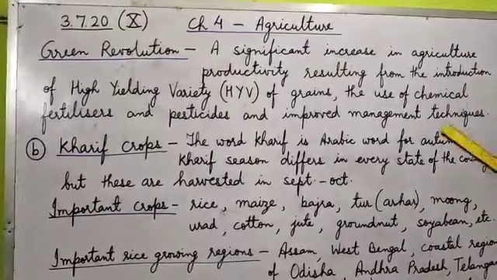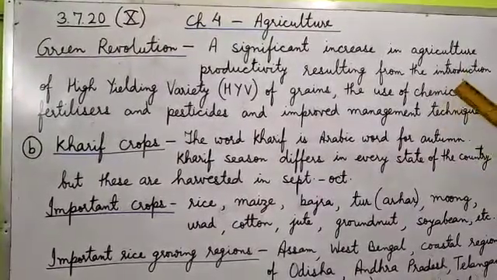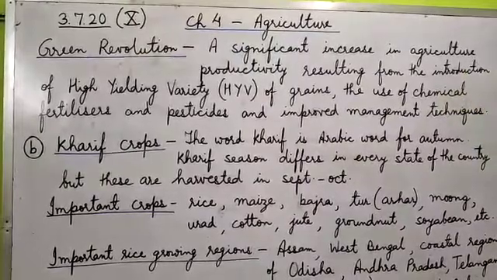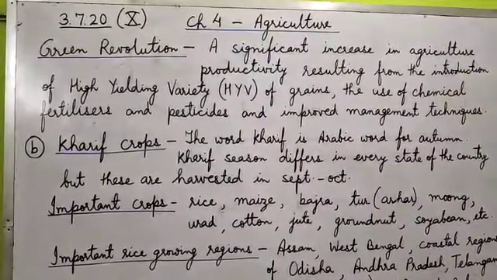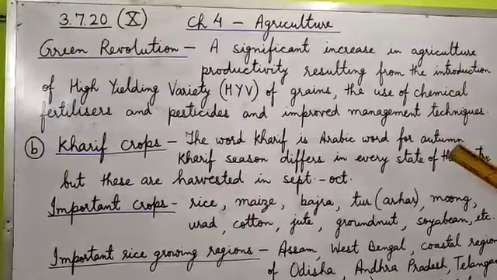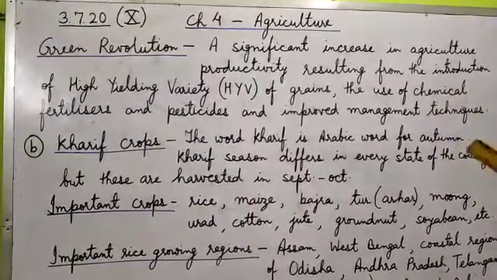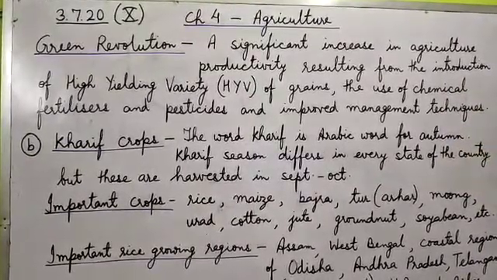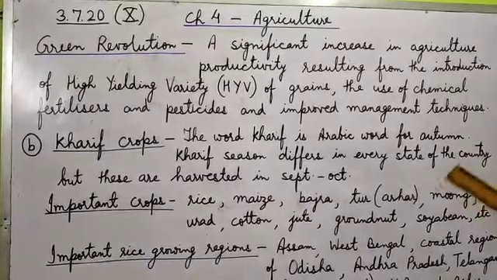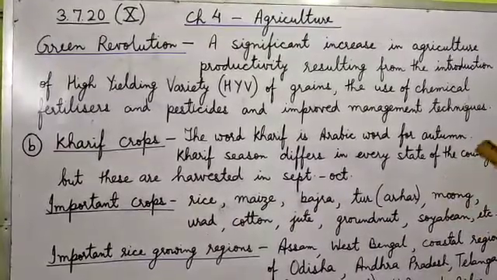So, Green Revolution is a significant increase in agriculture productivity resulting from the introduction of HYV, high yielding variety of grains, the use of chemical fertilizers and pesticides, and improved management techniques.